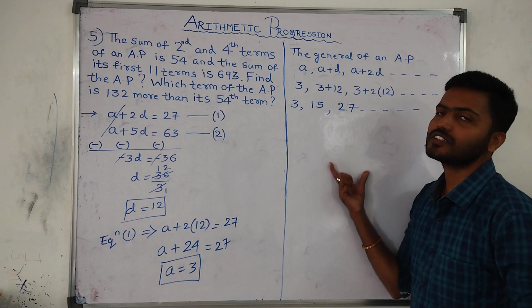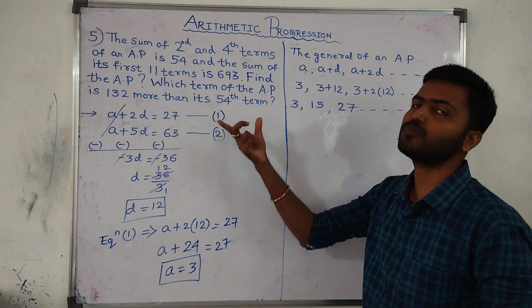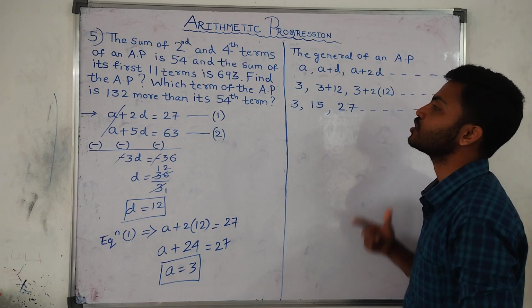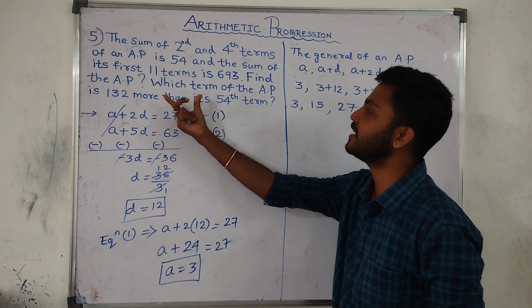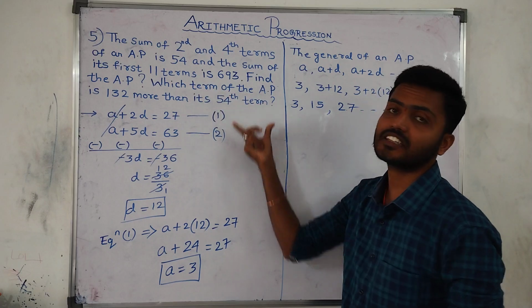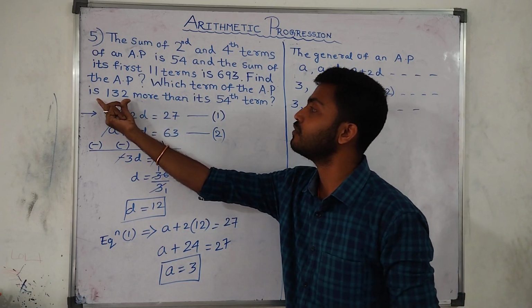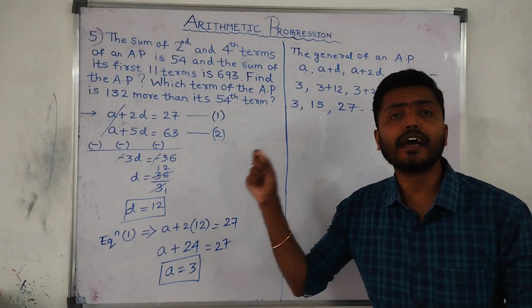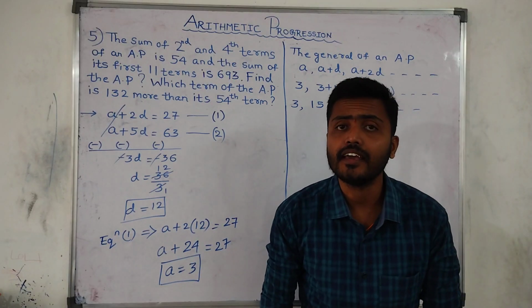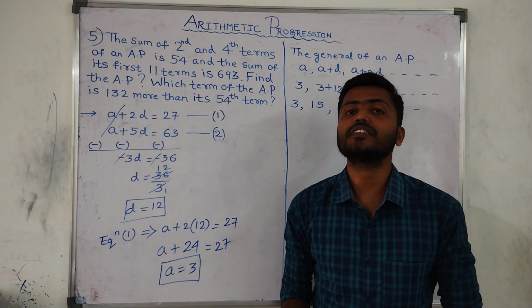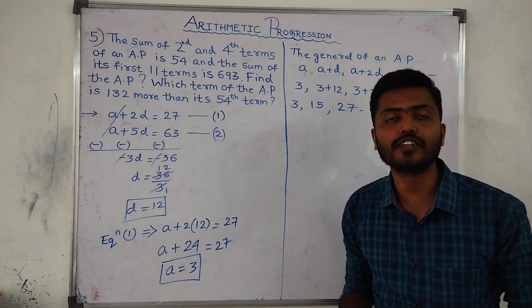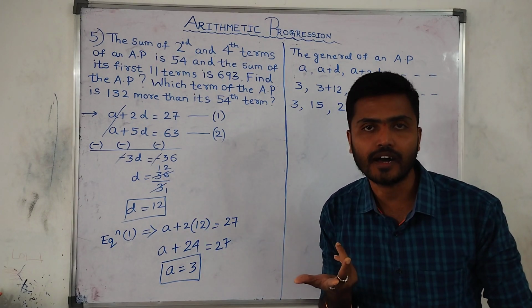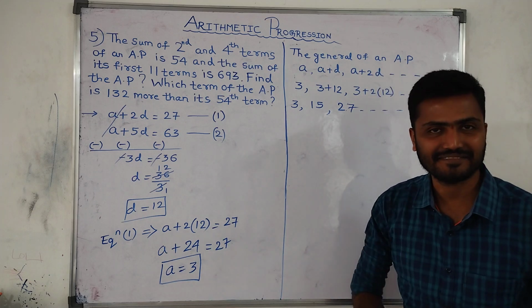Okay. So this was the first part. So now let us go to the next part. So what I am asking, which term of this arithmetic progression is 132 more than its 54th term? That is the question. Okay.